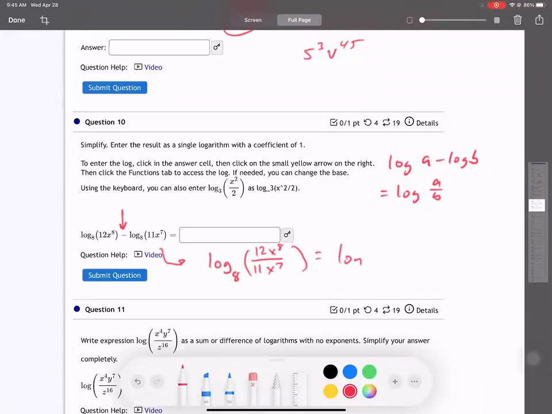So we have log base 8 of 12 over 11 because those don't divide out. But the x's do divide out, and we only have 1 left on top. Okay, we have 1 extra x on top.